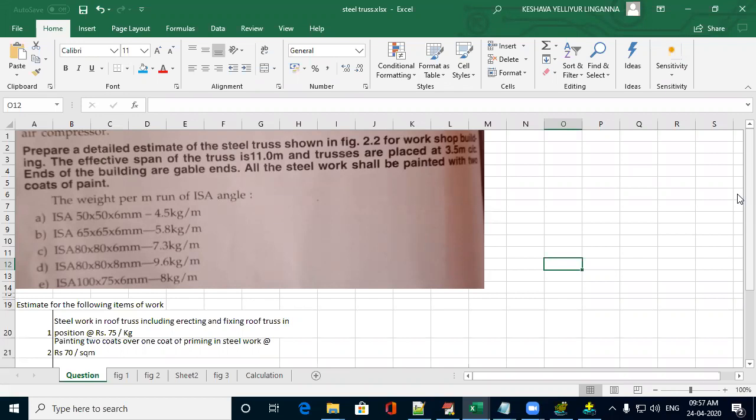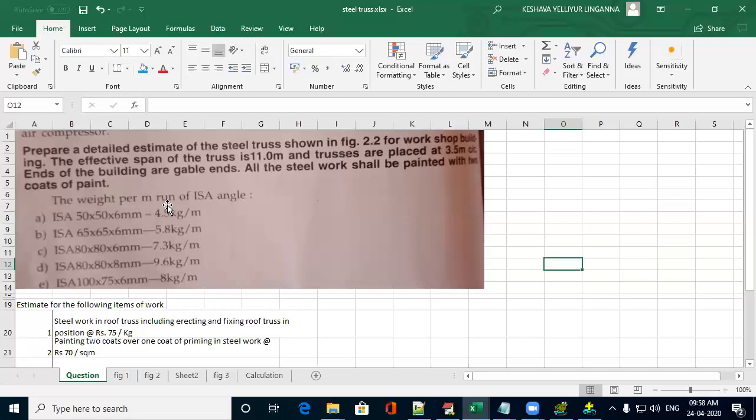Effective span of the truss is 11 meter. Trusses are placed at 3.5 meter center to center. Ends of the building are gable ends. All the steel work shall be painted with 2 coats of painting. Weight per meter run of ISA angles are given. All the ISA angles are of different dimensions.